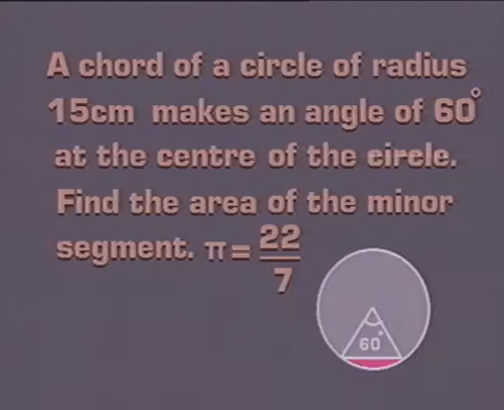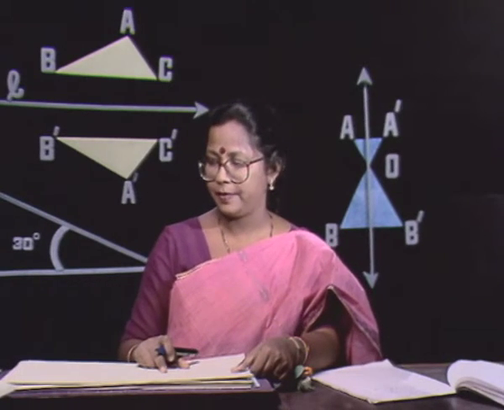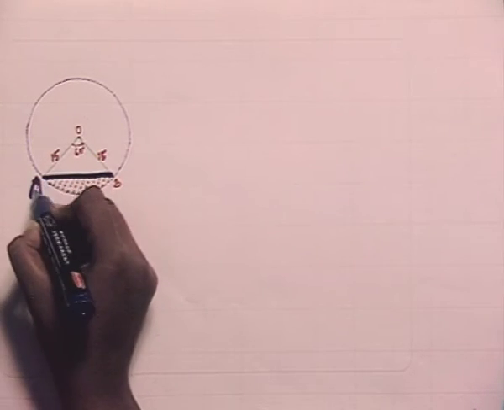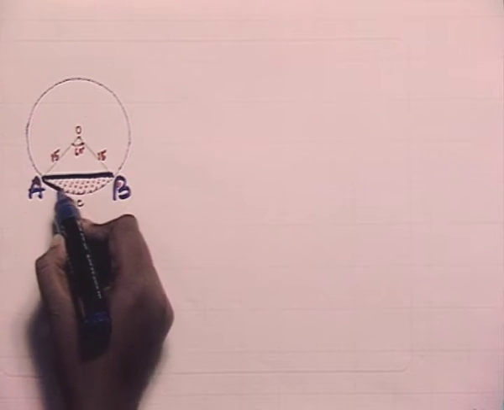Here is the problem. A chord of a circle of radius 15 centimeter makes an angle of 60 degree at the center of the circle. Find the area of the minor segment, and we have to take pi is equal to 22 upon 7. So, suppose this is the circle and this is the chord AB. We have to find out the area of the segment ACB.